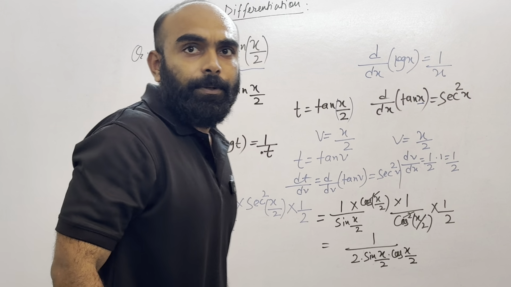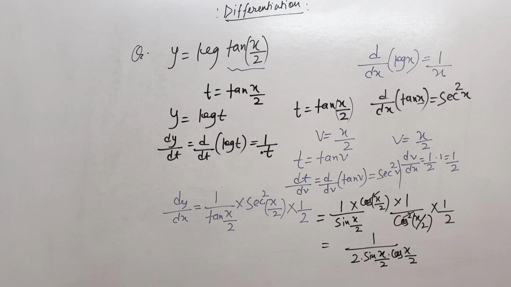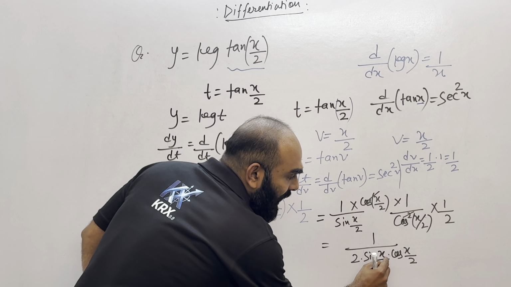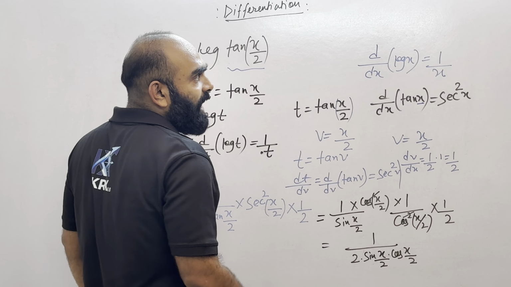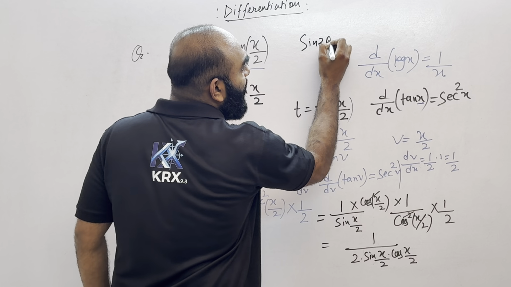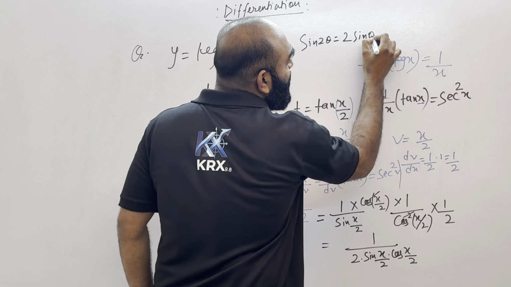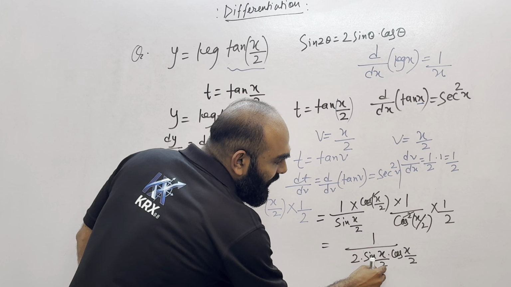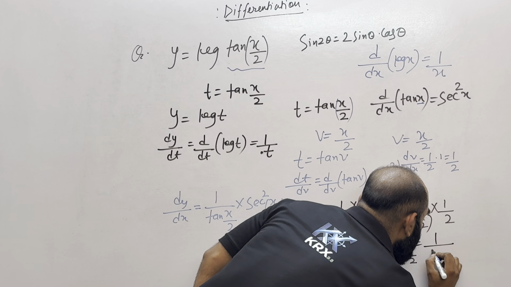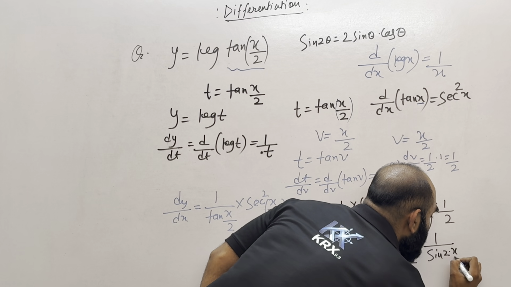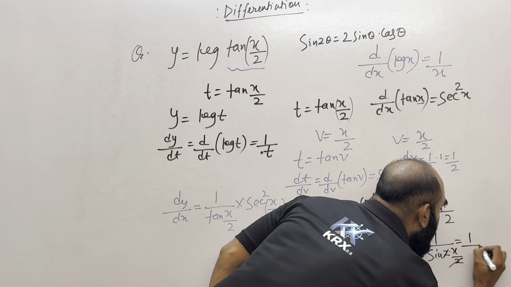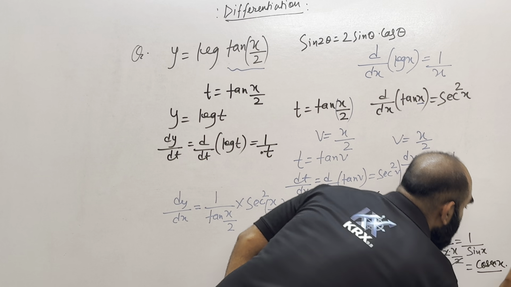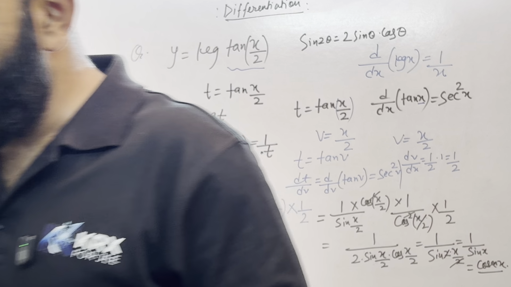Is everything coming? That I have to see. Yes. 2 sine theta into cos theta. Tell me, sir, sine 2 theta formula. 2 sine theta into cos theta. Theta is x by 2 here. So it will become sine 2 theta, theta is x by 2. 2 cancel. So it is 1 by sine x. And 1 by sine is nothing but cosec x. Write down. This is your final answer.